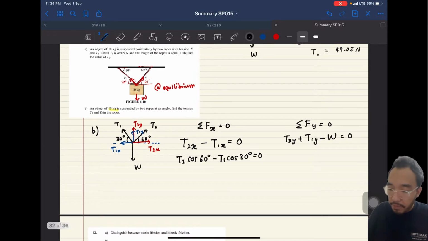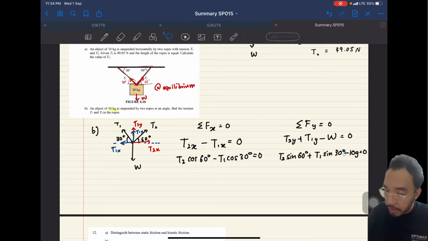So now you have T2 sine 60 degrees plus T1 sine 30 degrees minus the mass, which is given as 10. So this is 10 times 9.81. I cannot fit it over there, so I just write down the g there. Okay, now you can solve this one.